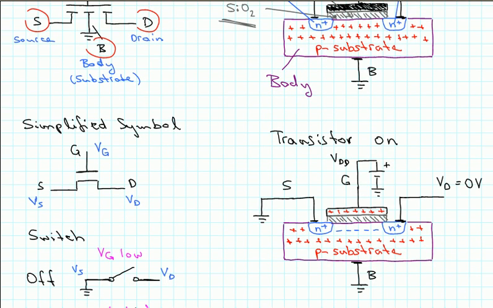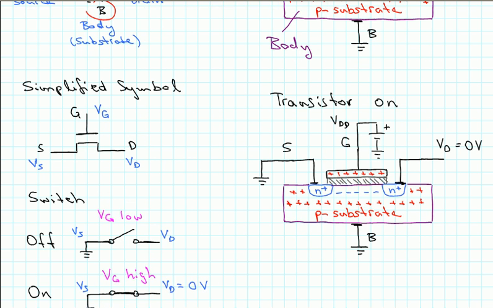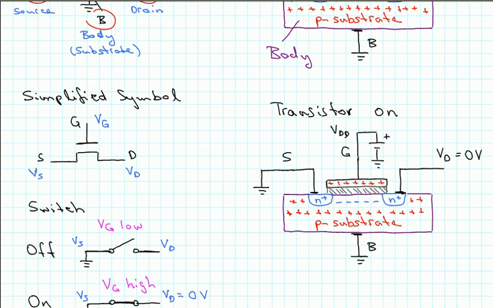Okay, in practice, we often use a simplified symbol, which only shows the source, the drain, and the gate, and it doesn't show the body. Typically, the body of an NMOS transistor is connected together with the source. Now, the transistor gets interesting when we can use it either for amplification or for switching things on and off. For digital logic, we use it as a switch to switch things on and off.